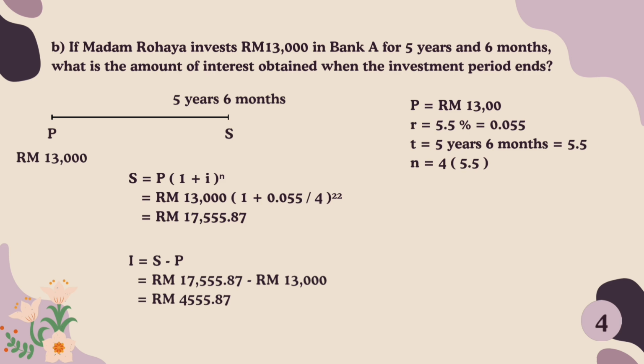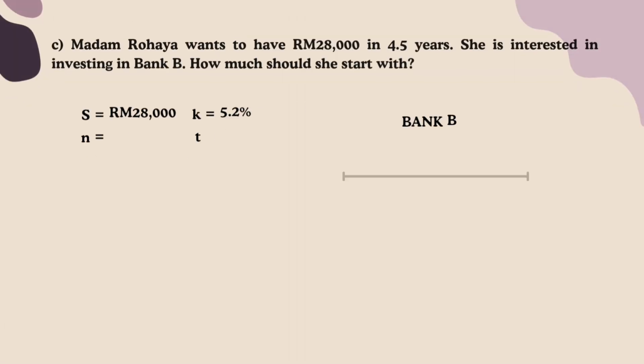After calculating the answer of S, find the interest value. Use formula I equal to S minus P. So 17,555 ringgit 87 cents minus 30,000. The answer is 4,555 ringgit 87 cents.